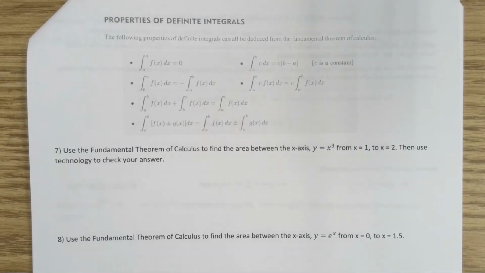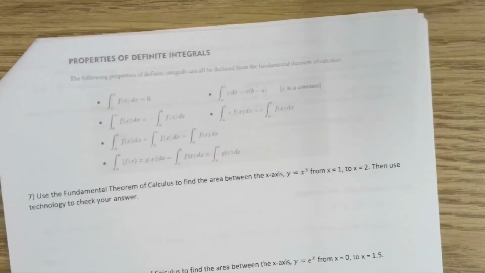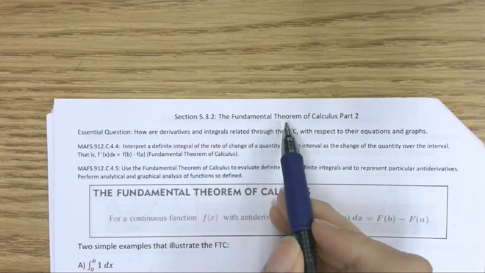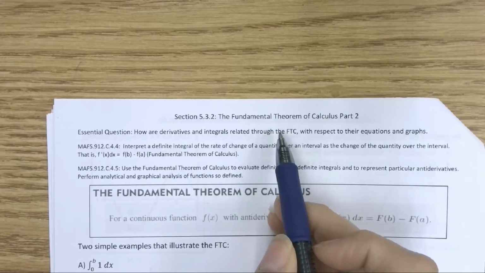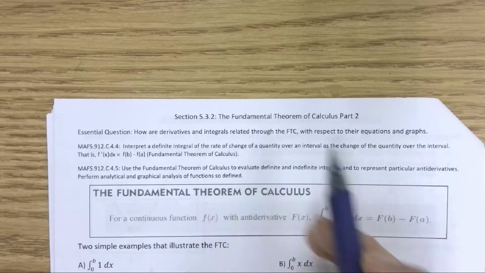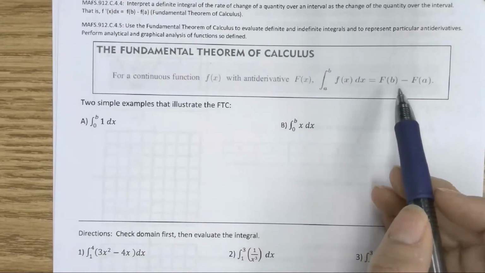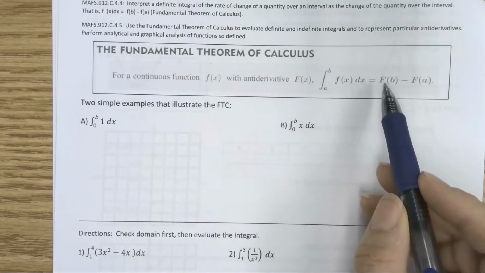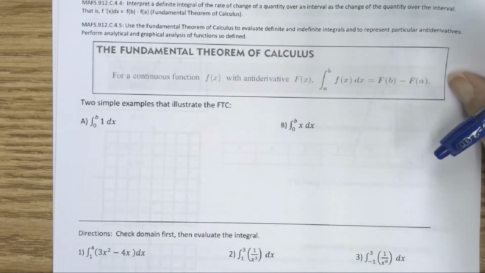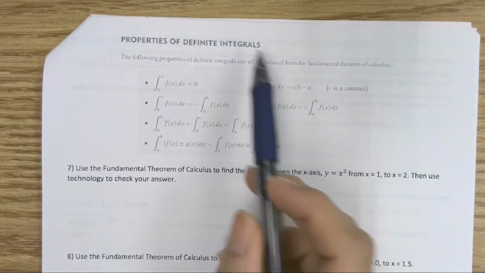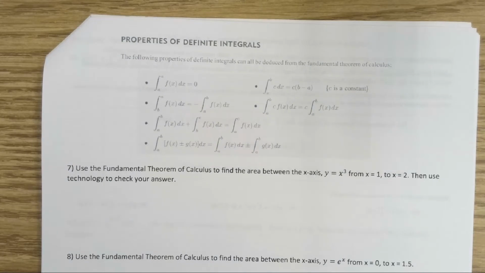This is the second part of a video for section 5.3.2. You've already read about and learned about the fundamental theorem of calculus as an introduction, and you've already learned how to do the fundamental theorem of calculus part 2 logistically. So we're just going to look at a few other variations of questions. And I want to start by looking at some of the properties of definite integrals.